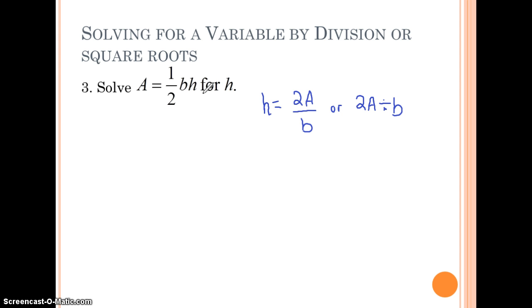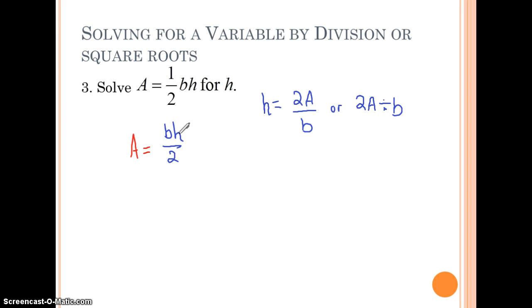For this one, now we see that this is a very familiar problem. Looks like area of a triangle. Oh, that's what it is. Now we also can rewrite it as base times height divided by 2. If you recall doing that. And we want to get the h by itself.